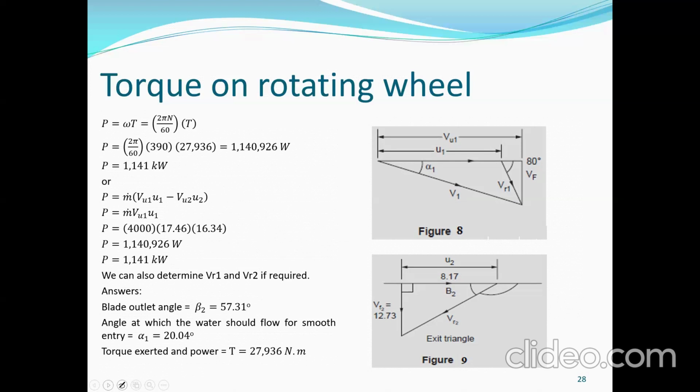So the answers. The blade outlet angle, beta 2, is 57.31. The angle at which the water should flow for smooth entry, alpha 1, is 20.04. So in the summary of answers, your answers come one after another. Torque exerted T is 27,936 newton meters and the power is 1,141 kilowatts. It wasn't written here, but make sure it is there.